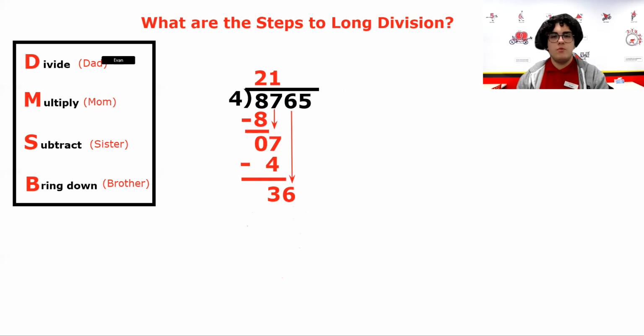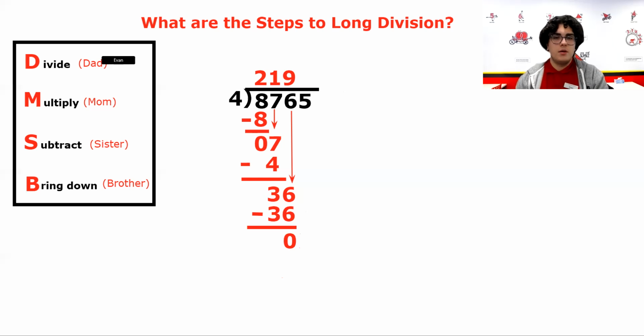Now, once we repeat, we go back to the division step. We're going to ask ourselves, how many times does 4 go into 36? And I know 4 goes into 36 9 times. Our next step in multiplication, 4 times 9. Again, we're using the 9 that we just wrote on the top line. 4 times 9 is 36 once again. Our subtraction step, we're going to subtract 36 from 36. You can see how I wrote it there. And that, again, is 0.